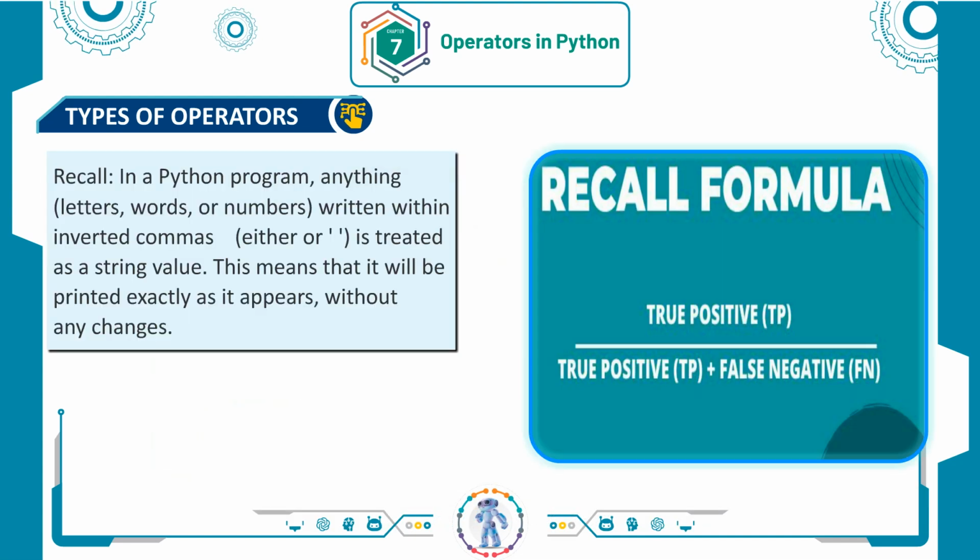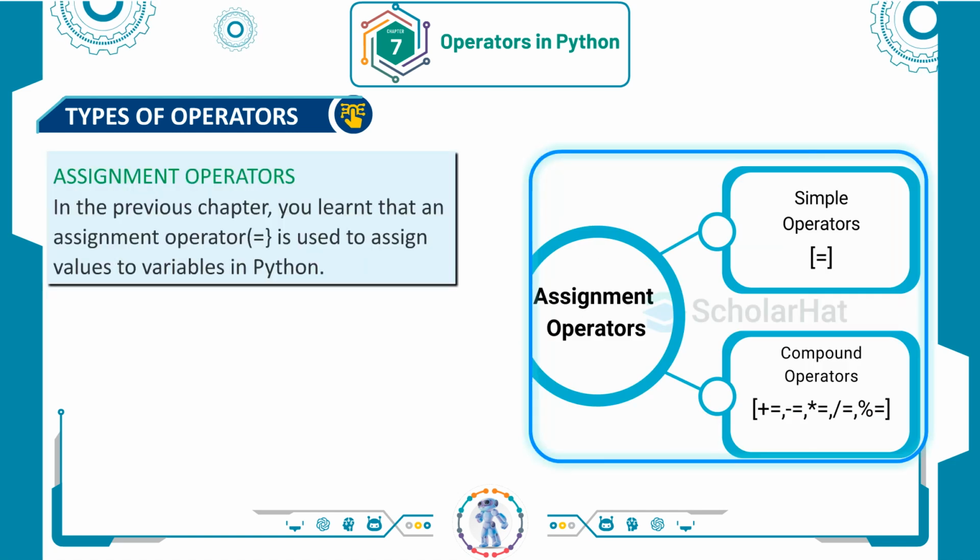Program 7. Recall, in a Python program, anything (letters, words, or numbers) written within inverted commas, either single or double, is treated as a string value. This means that it will be printed exactly as it appears, without any changes.